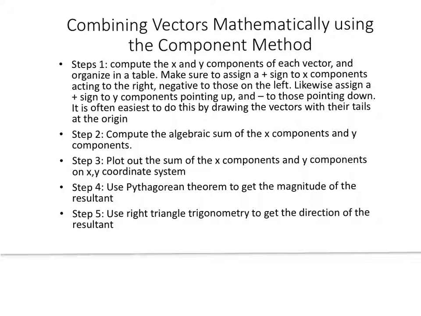Step two is to compute the algebraic sum of the x and y components. This is just a matter of adding them up. Then step three is to plot out the x and y components on the xy coordinate system. Then to get the magnitude of the resultant, we use the Pythagorean theorem, and then right triangle trigonometry to get the direction of the resultant.